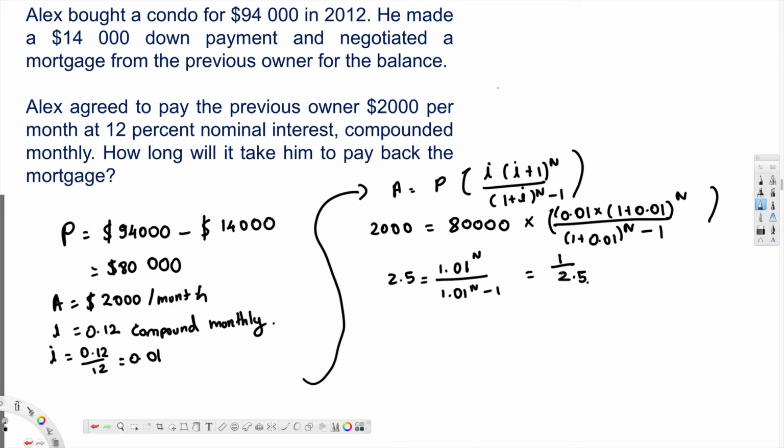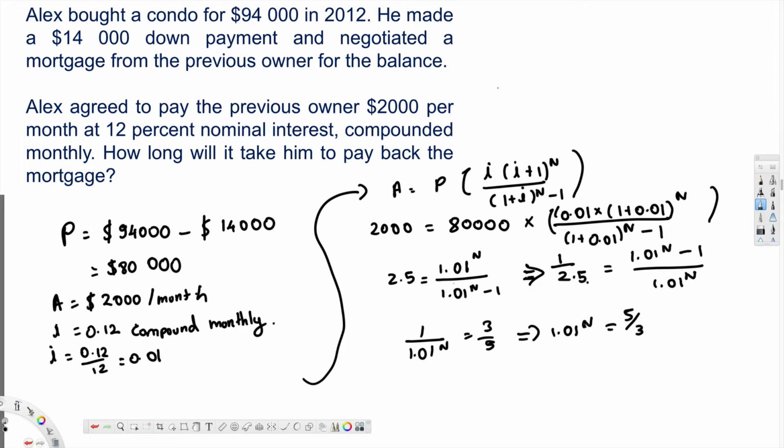Actually, if we rearrange this one, 1 over 2.5, if we flip this around, this is going to be equivalent to 1.01 power n minus 1 over 1.01 power n. Now here we are trying to solve for n. So if we rearrange and simplify this one, we are going to get 1 over 1.01 power n is equal to 3 over 5. So from this one we can see that 1.01 power n is equal to 5 over 3.